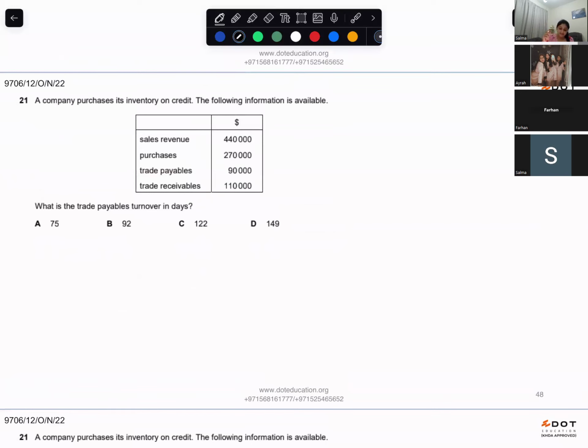Okay. So skip one. So I will do one with both. Ira, come on, give me the trade payable turnover ratio.